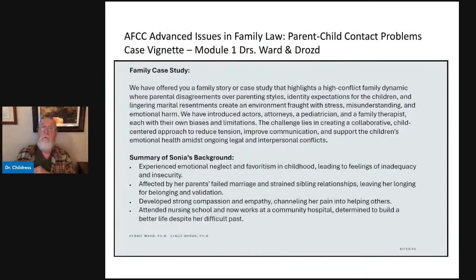Now the next information about this family, this is sort of their presenting opening slide. Family case study. We've offered you this case study that highlights a high conflict family dynamic where parental disagreements over parenting styles, identity expectations for the children, and lingering marital resentments create an environment fraught with stress, misunderstanding, and emotional harm. We have introduced actors, attorneys, a pediatrician, and a family therapist, each with their own biases and limitation. The challenge lies in creating a collaborative, child-centered approach to reduce tension, improve communication, and support the children's emotional health amidst ongoing legal and interpersonal conflicts.